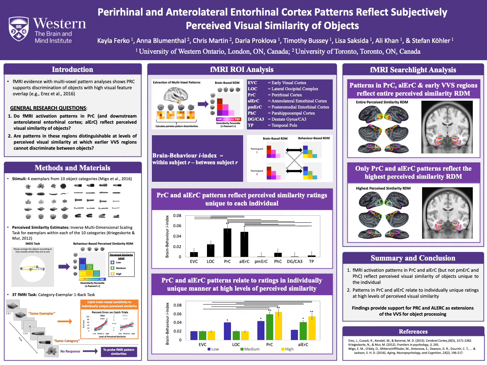I'll walk you through my functional imaging study where we used multivoxel pattern analysis to investigate how perceived similarity is represented in our brains. Specifically, we were interested in the medial temporal lobe region perirhinal cortex and downstream region anterolateral entorhinal cortex. It's been suggested that these regions form an extension of the ventral visual stream for object processing, but we don't know whether they represent perceived visual similarities, and if so, at what level.